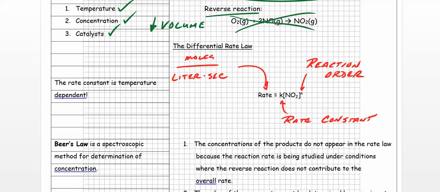Is equal to k. Now, this is not the same K that we saw when we discussed equilibrium. It's a different K. It's called a rate constant, and it carries its own unit, and the unit changes. It's going to depend on other factors that we'll talk about later, times the concentration of the reactant.